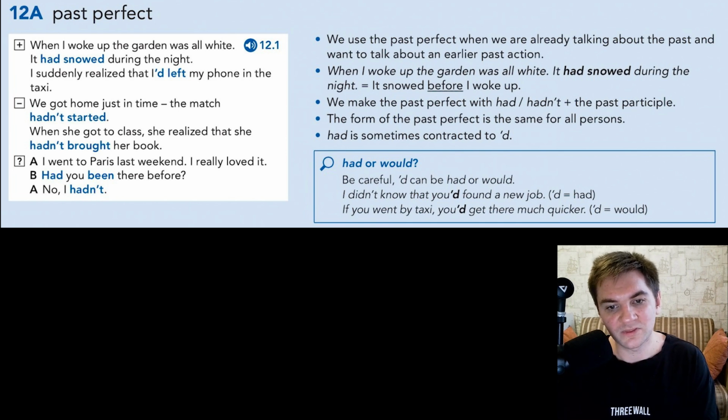I didn't know that you'd found a new job. So it's like, I didn't know that you had found a new job. But if you went by taxi, you'd get there much quicker. Here it's like, if you went by taxi, you would get there much quicker. Now study these rules carefully, then we will move on to the exercises.